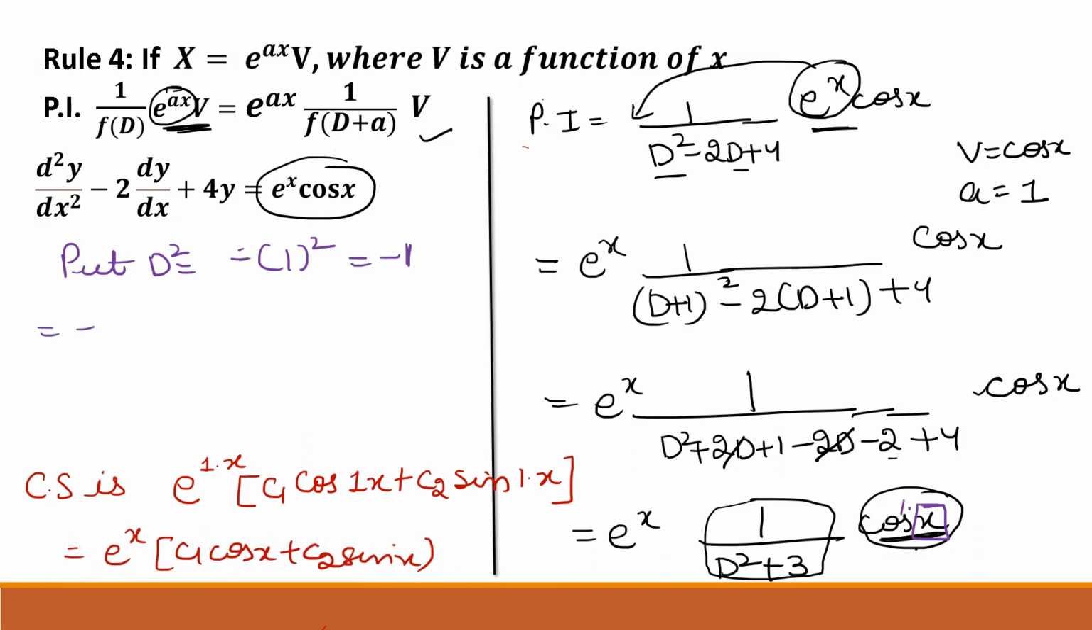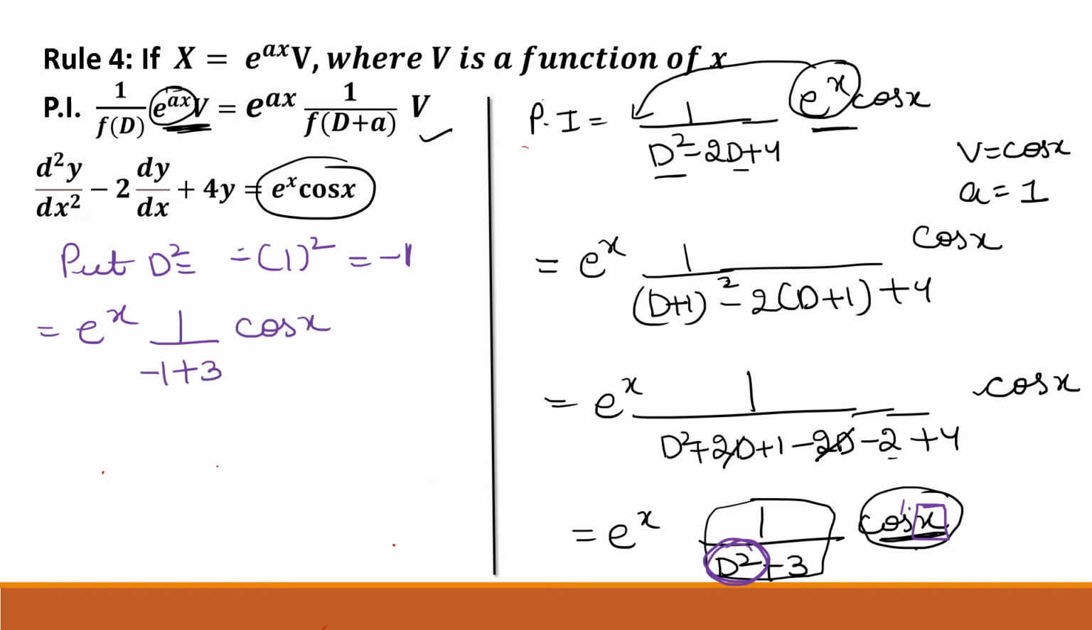So what will we get? e power x times 1 over (D square is minus 1, plus 3) cos x. So what are we getting? This will be e power x times 1 by 2 cos x. Now this is free from D, so that means our particular integral is e power x by 2 cos x, right?